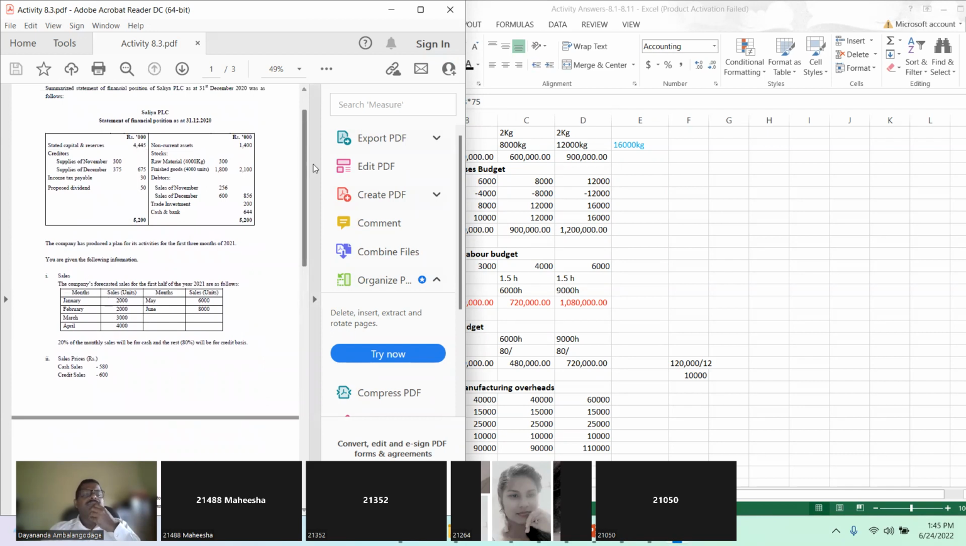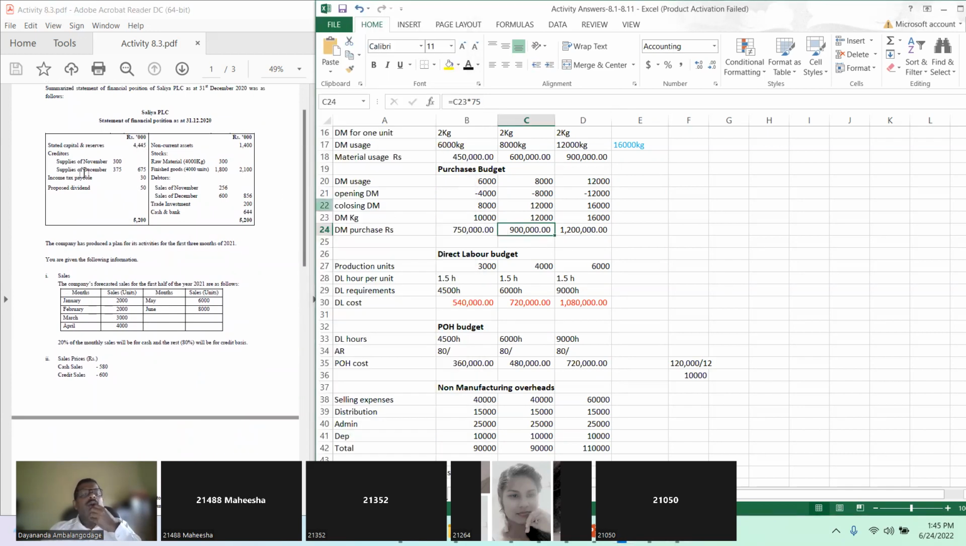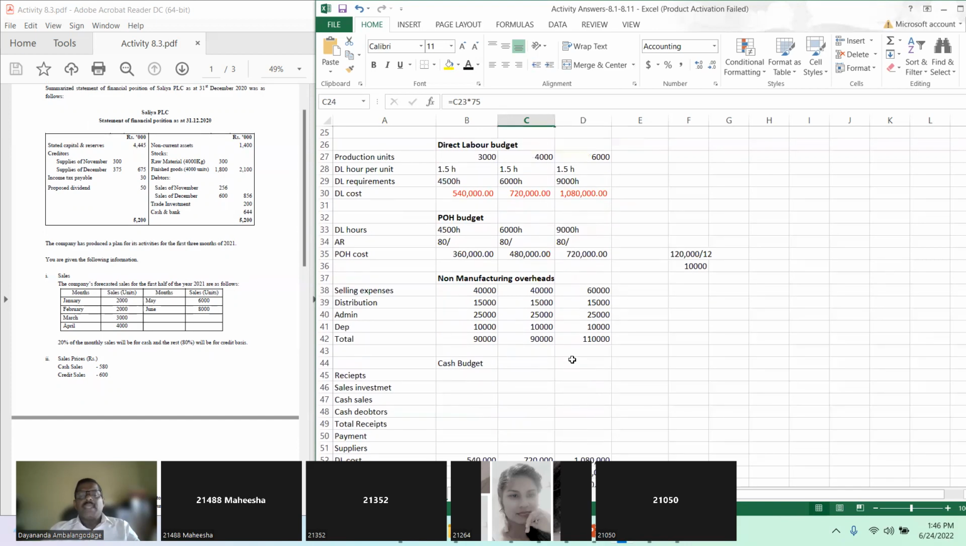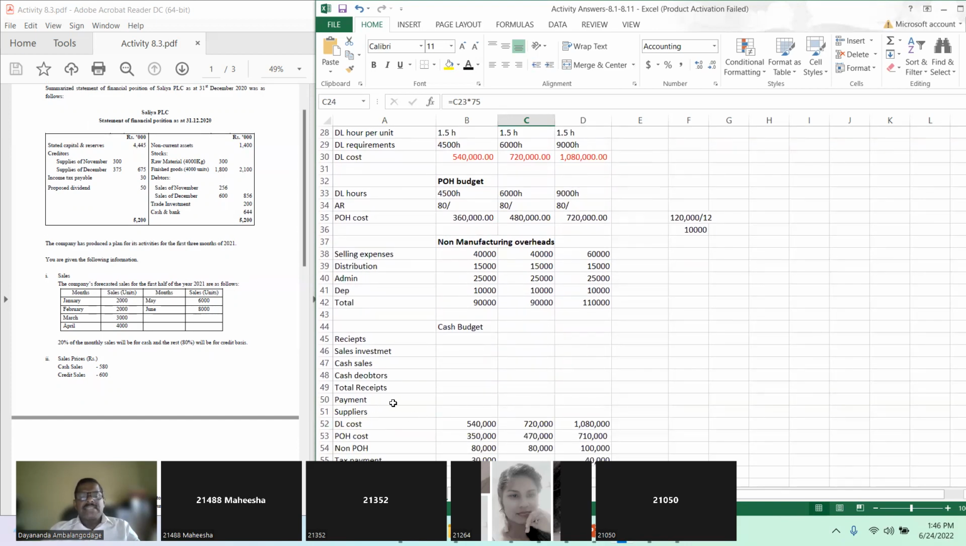So November creditors will be settled in January. We need to take 2 months, that is December, November, and December. So you have to pay this supplier opening balance here in this month. And this one, yes, any question?